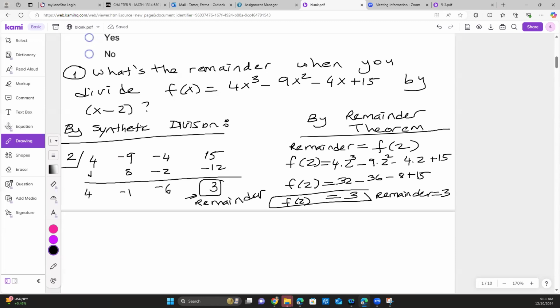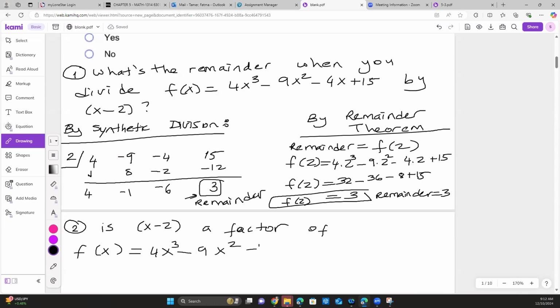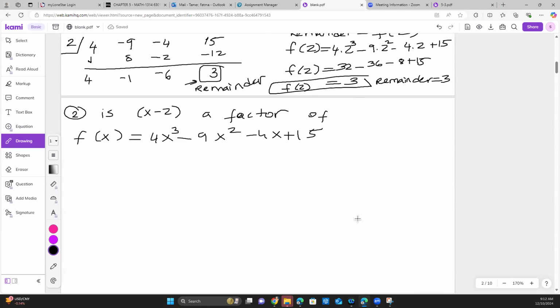Now, the second question is, then what do you think? The second question is, is x minus 2 a factor of f of x is equal to 4x cubed minus 9x squared minus 4x plus 15? And our answer to this question is no.